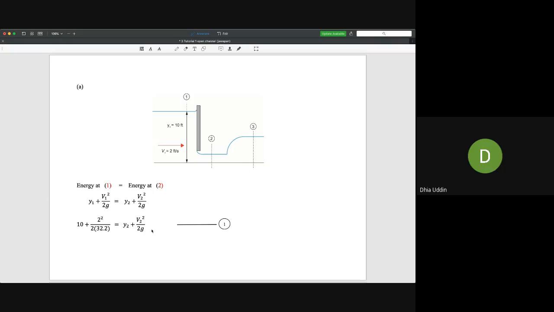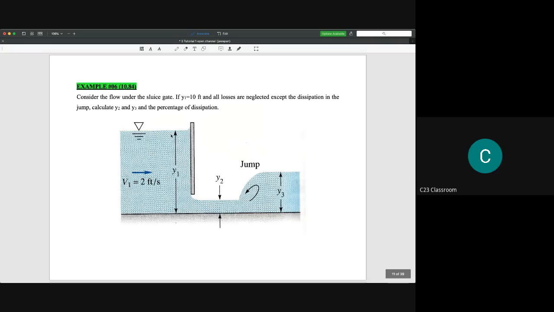So kita tahu, yes saya. Kenapa G tu value dia 32? Oh, silap. Oh, okay. Okay, sorry. Bukan silap. Dia dalam feet. Yeah. Okay.